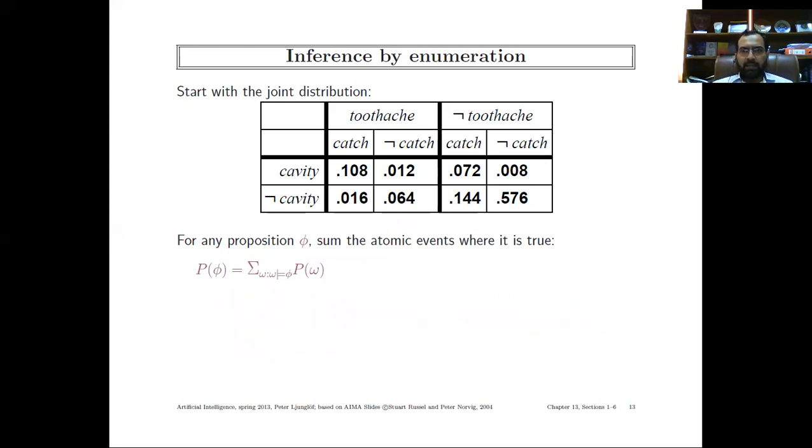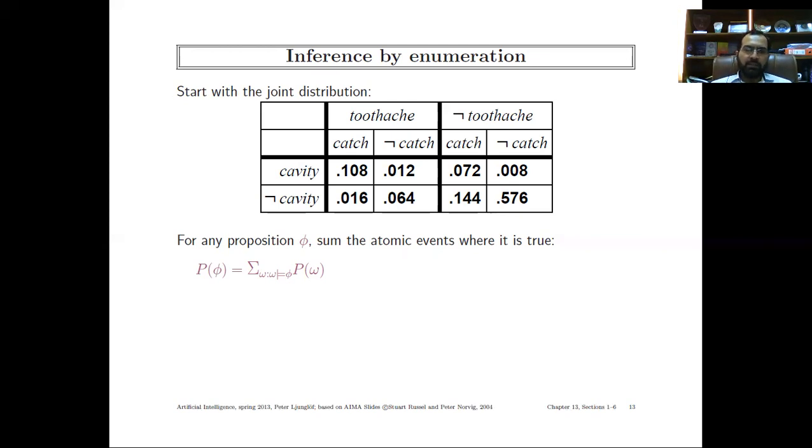Let's see probability in terms of inference by enumeration. We enumerate and we infer. Start with the joint distribution. There are two possibilities here: either we have a cavity or not cavity, and we have a tooth or not tooth. Let's introduce a new concept, catch. So tooth with catch, with not catch, not tooth with catch and not catch, for cavity and not cavity. You can see various values.